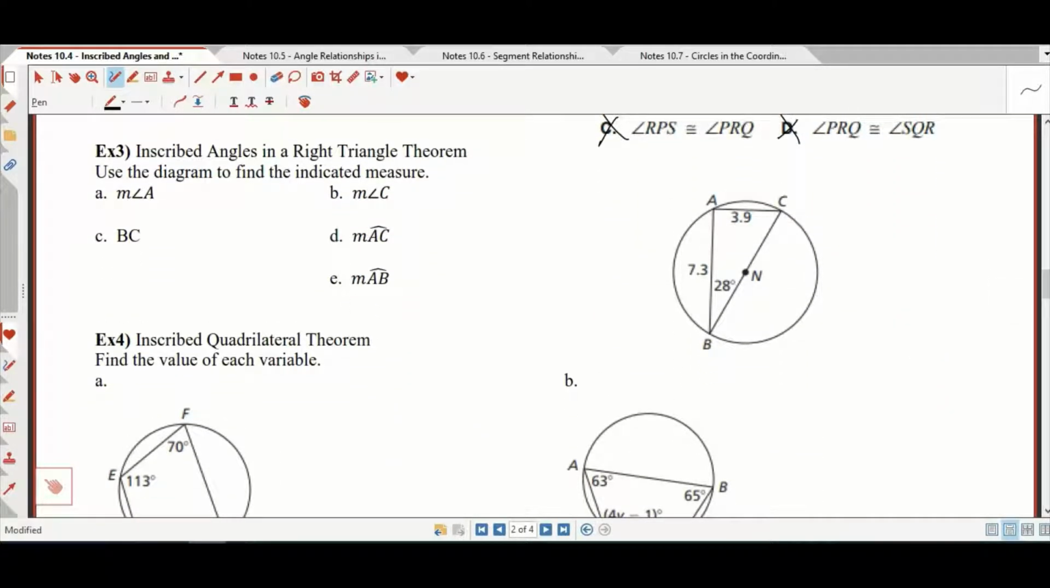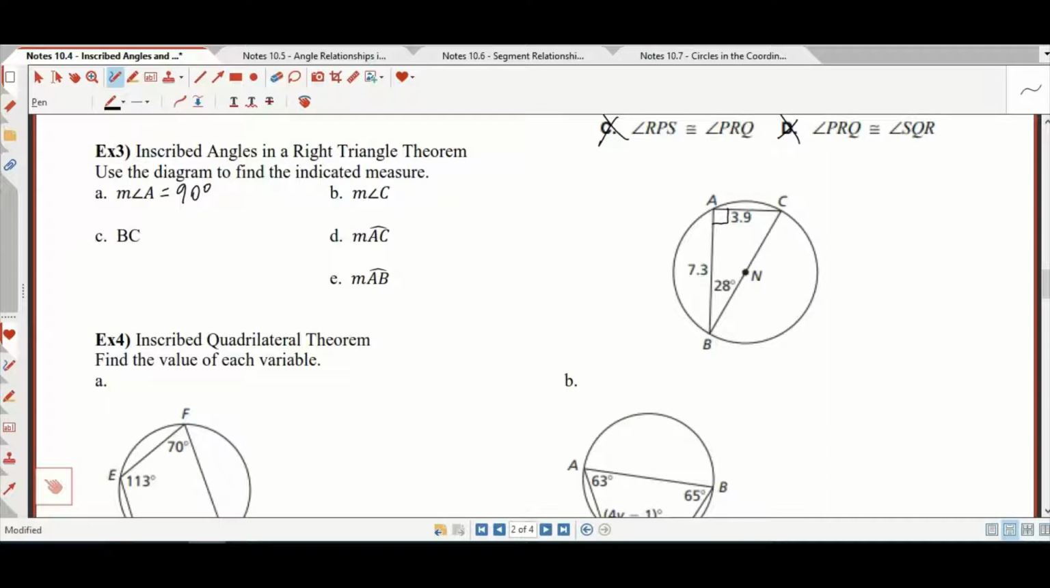Inscribed angles in a right triangle theorem. Use the diagram to find the indicated measure. The measure of angle A. Well, that's got to be a right angle because BC is a diameter. So since it cuts out a 180-degree arc, it's going to have a measure of 90 degrees because it's half of that.